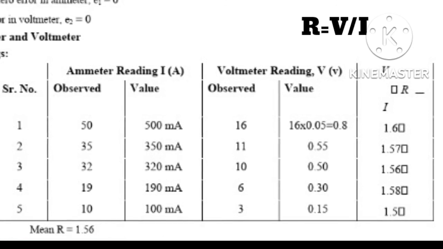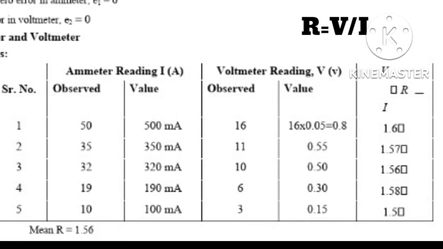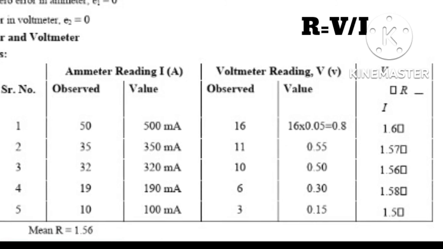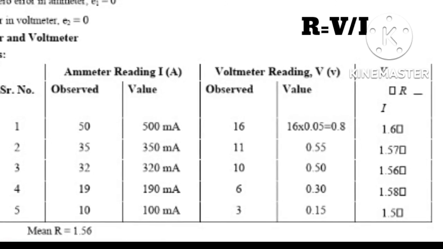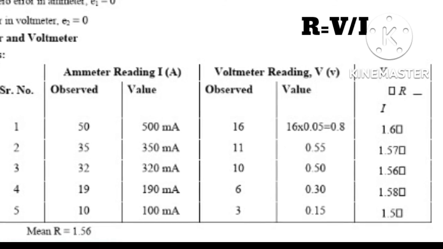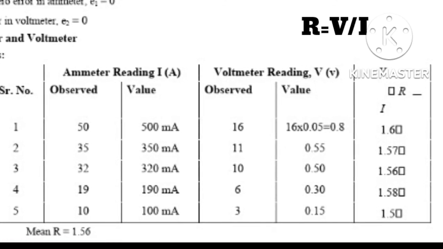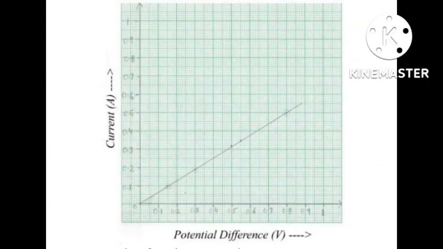Like that we will continue the experiment for minimum 5 readings, and then we have to find the mean of resistance. Okay, so that will be the unknown resistance. Whenever we calculate the R value, we will get a constant. We can draw the graph by taking potential difference along x-axis and current along y-axis. Then we will get a straight line graph that is passing through the origin.